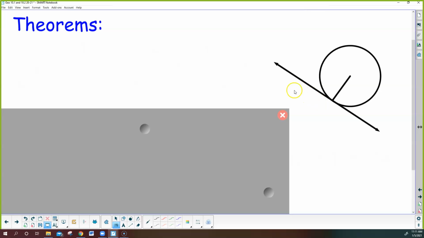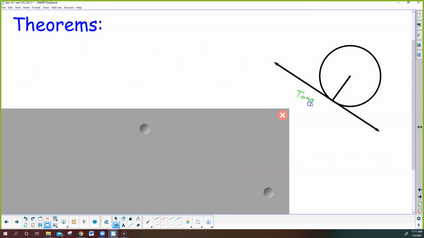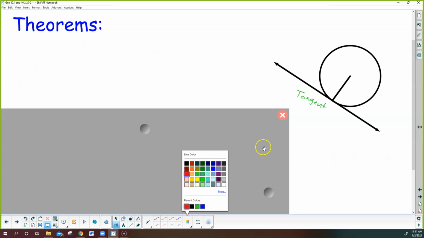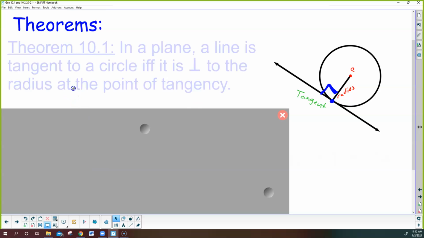Well, we have a tangent line. It's a line that touches the circle exactly at one point. And then we also have a radius, from the center. If we have a tangent and a radius, the way that these two interact is always going to be the same at the point of tangency. What it says is if the radius and a tangent line come together at a point of tangency, they meet to form a 90-degree angle. So the tangent line and the radius are perpendicular.